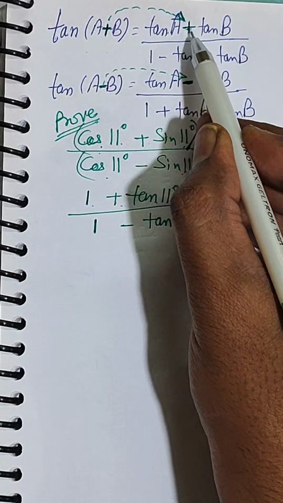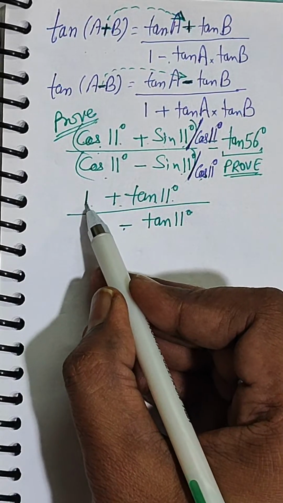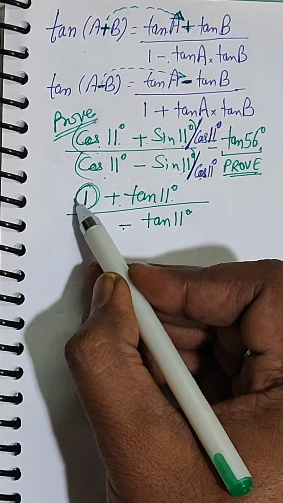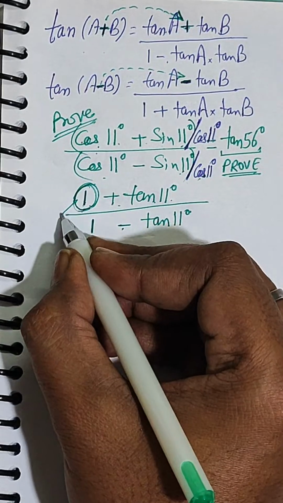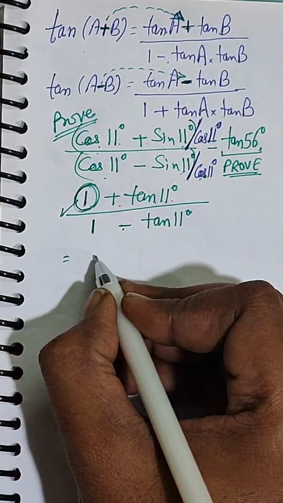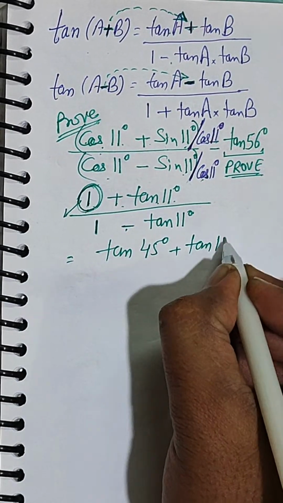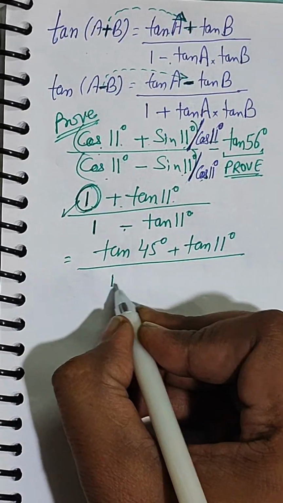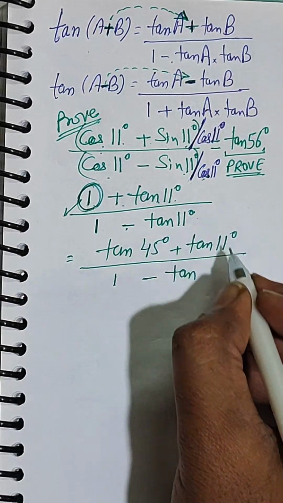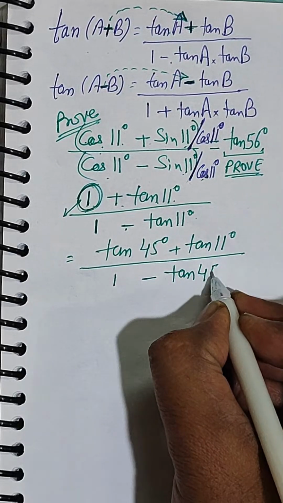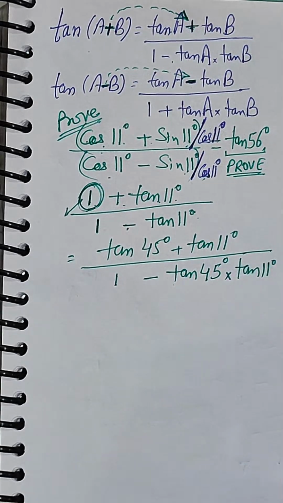So now you can see 1 plus tan 11. Here you can see the plus sign is there, and in the denominator the minus sign is there. And 1 is the value of tangent of which angle? It is 45, right? This is equal to tan 45. So we can write it as tan of 45 degree plus tan of 11 degree divided by 1 minus tan 11 can be multiplied with 1, because 1 can be multiplied with anything. So it can be tan 45 multiplied by tan 11. This can be written like this or not, tell me.